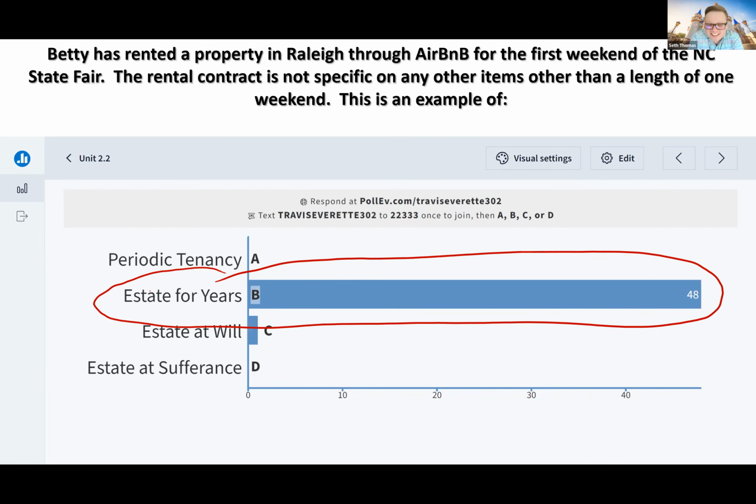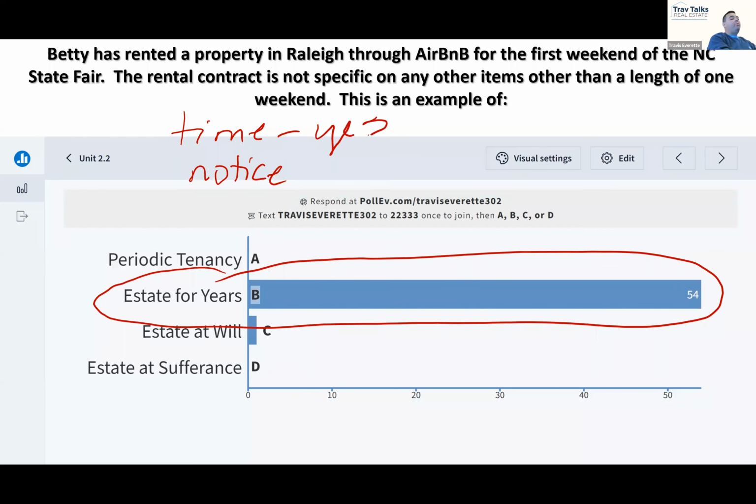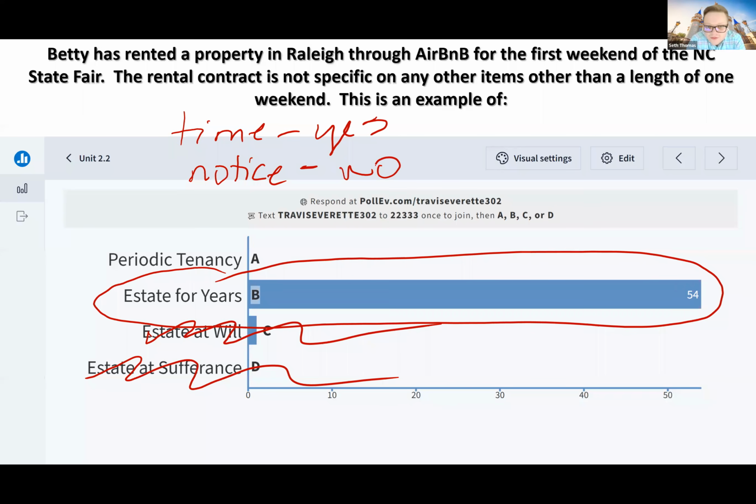So here's what I'm looking at here. There's two things about a lease you always pay attention to. Does it specify a time period? And does it require notice, right? Does this specify a time period? Yes. Okay. So can we take away an estate at will and an estate at sufferance since it specifies a time period? Yes. Right. Does this require notice? No. So then we can take away periodic. What are we left with? Estate for years.